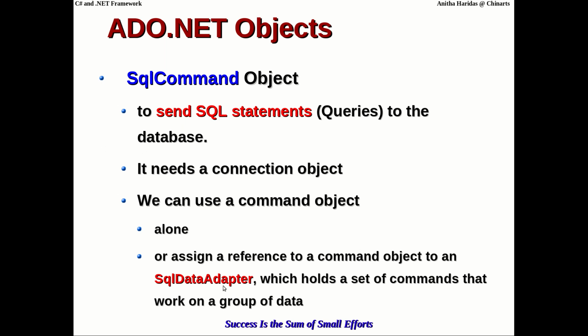We have seen the data adapter is used for offline database connection for the data set component. So if you want to have an offline database connection, obviously you will be using a data set, and to populate the data in a database we have to use a data adapter. So when you use a data adapter, you will be assigning a reference of the command object to the data adapter. We'll be discussing this example in another video.